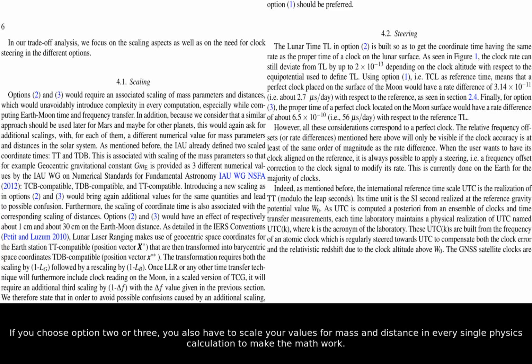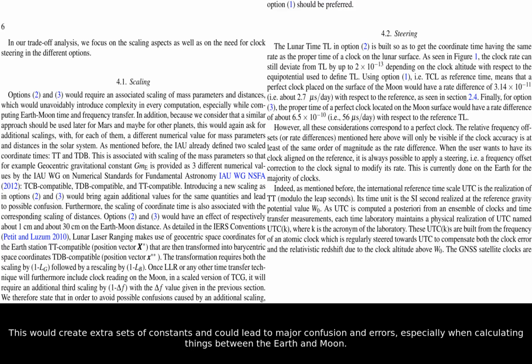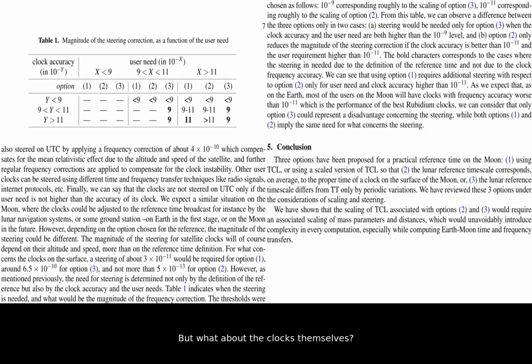If you choose option 2 or 3, you also have to scale your values for mass and distance in every single physics calculation to make the math work. This would create extra sets of constants and could lead to major confusion and errors, especially when calculating things between the Earth and Moon. But what about the clocks themselves?